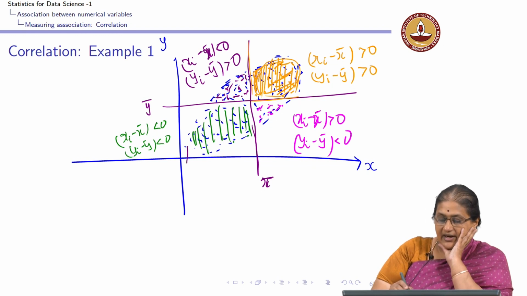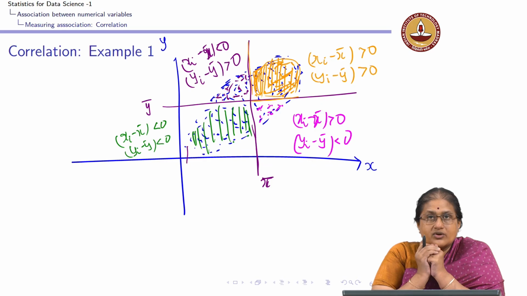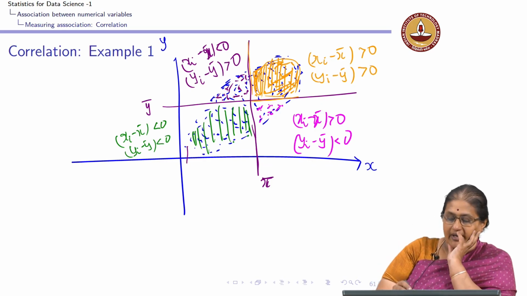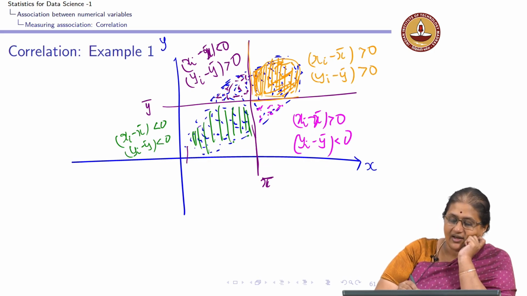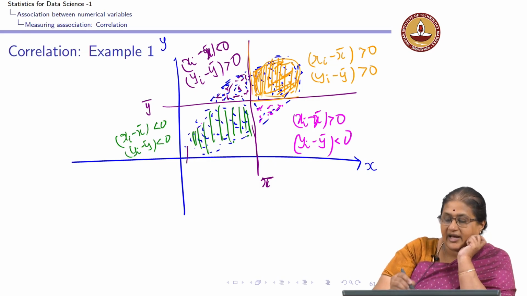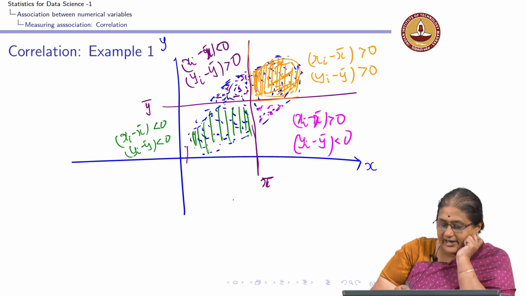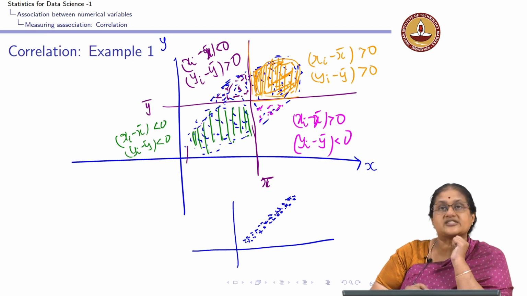Now, let us understand why this correlation coefficient becomes very important. Suppose I have my data set of this kind, where I have tightly clustered data. Remember when we talked about association, we wanted to see the direction and whether it is tightly clustered, whether there is variability. Suppose it is tightly clustered data.